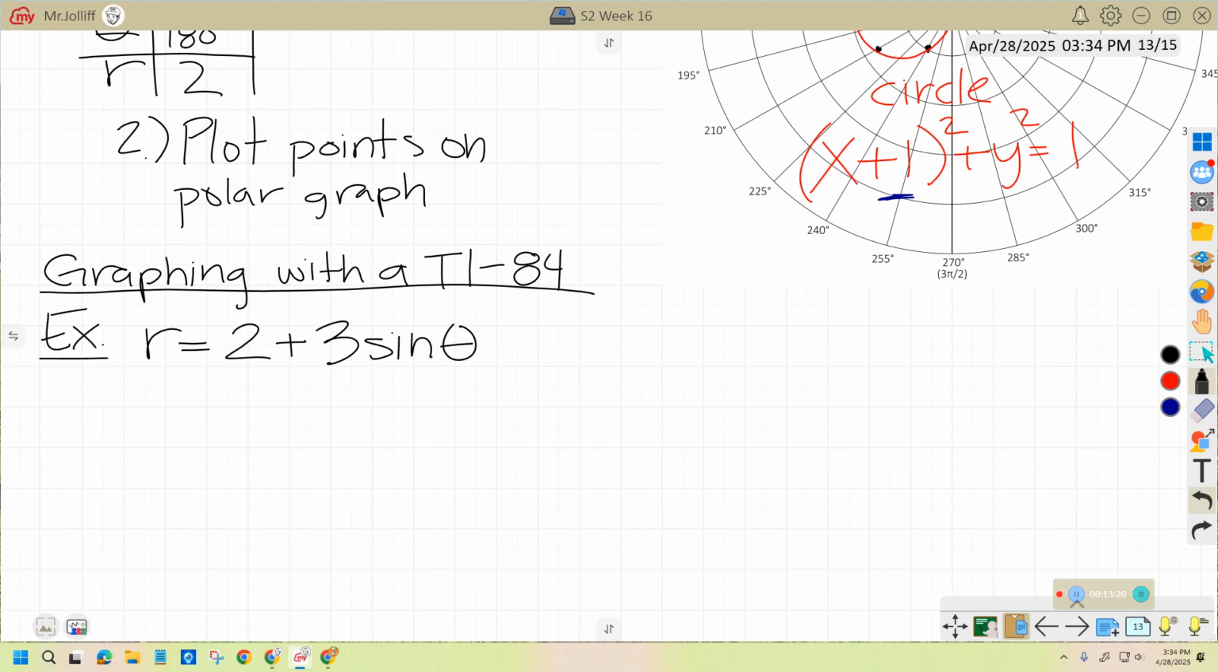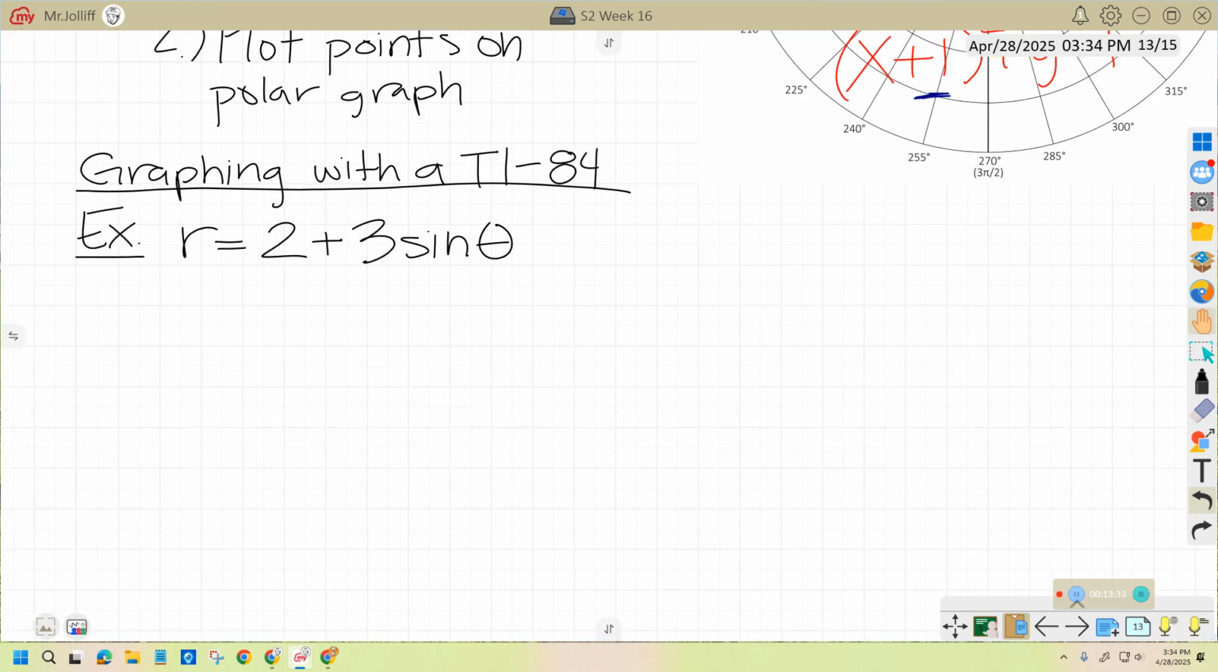So next thing we're going to look at, we're going to do an example equation. We're going to do it with our calculator. I want to plot the polar equation r equals 2 plus 3 sine theta on my calculator. The first thing I need to do is tell my calculator that the things I am putting in y equals are polar and not Cartesian.